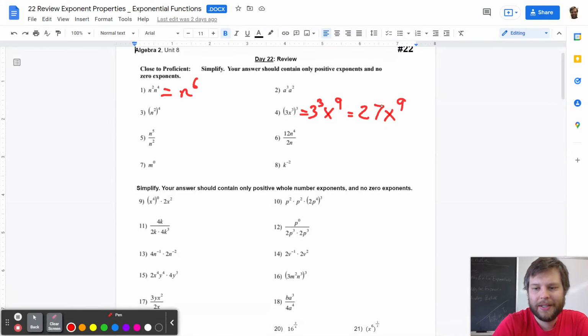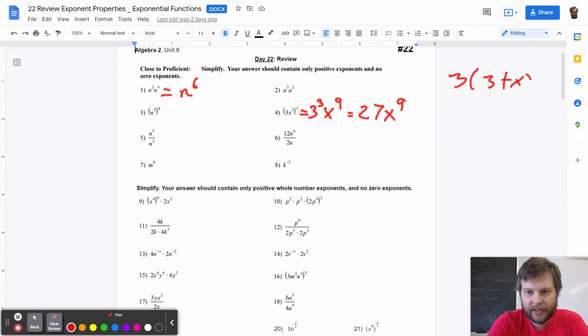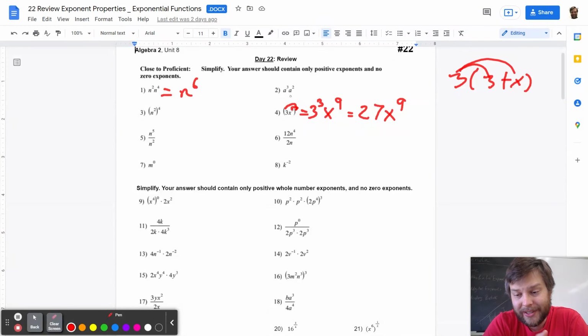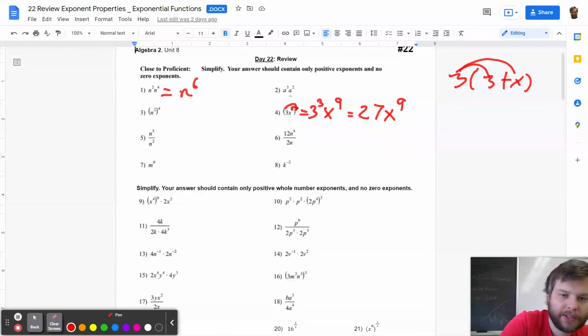And just remember, it's kind of like when we used to distribute, when we used to have problems that looked like this: 3 times 3 plus x, we would go 3 times 3, 3 times x. It's kind of the same idea, just with exponents. We do 3 to the third and x to the third to the third. And 3 to the third is 27, just because I went 3 times 3 is 9, times another 3 is 27.